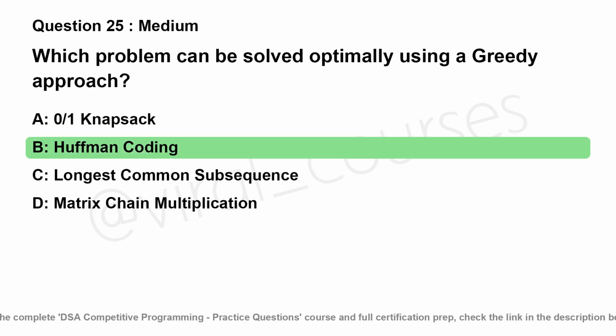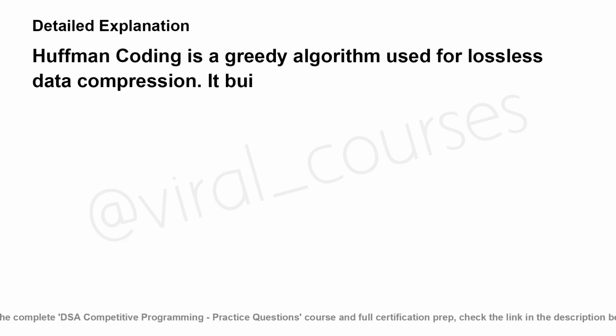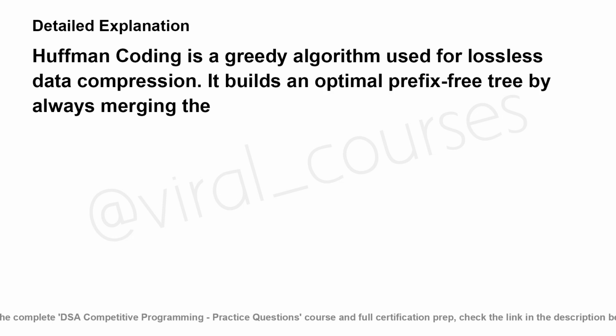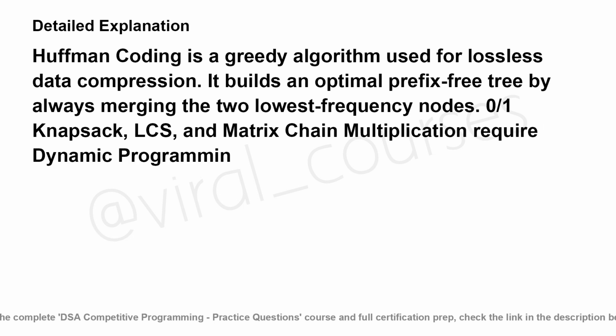The correct answer is B. Huffman coding is a greedy algorithm used for lossless data compression. It builds an optimal prefix-free tree by always merging the two lowest frequency nodes. 0/1 knapsack, LCS, and matrix chain multiplication require dynamic programming for optimal solutions.